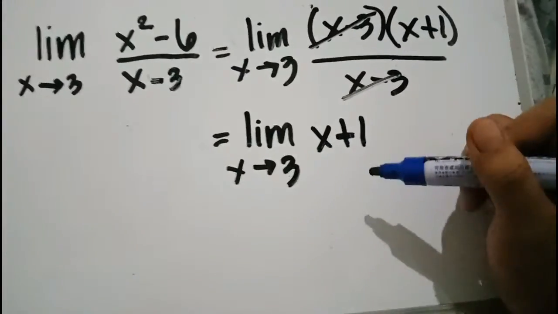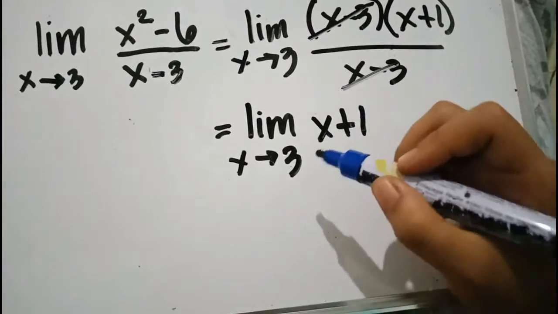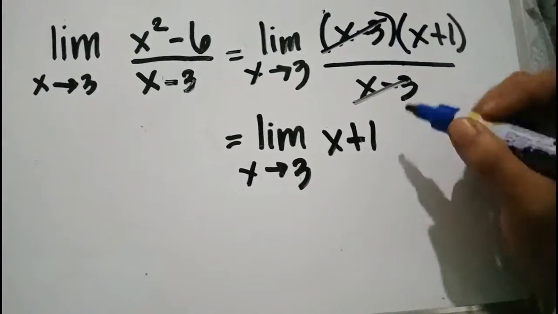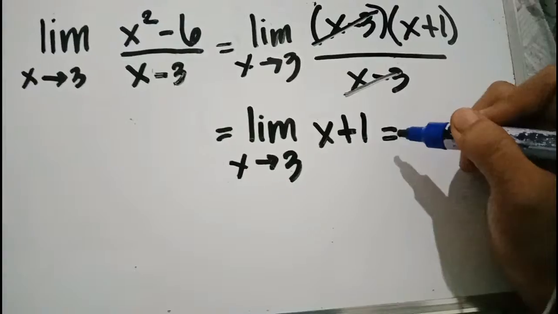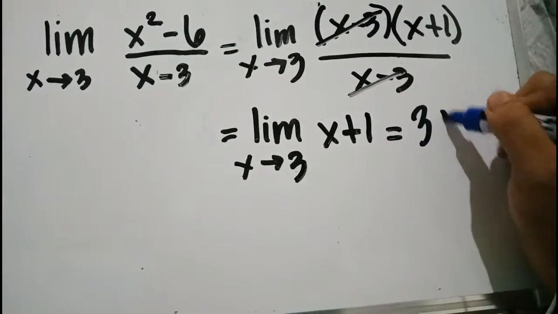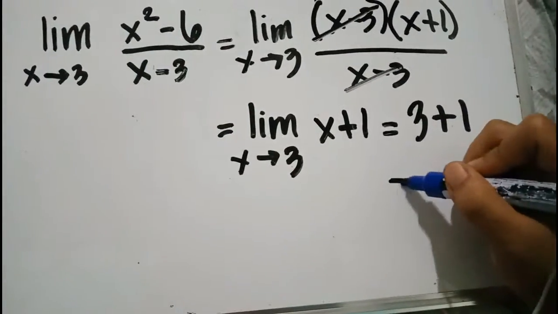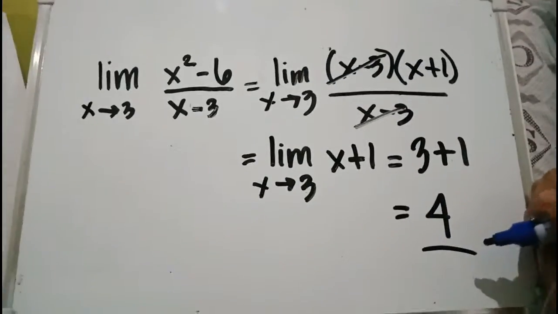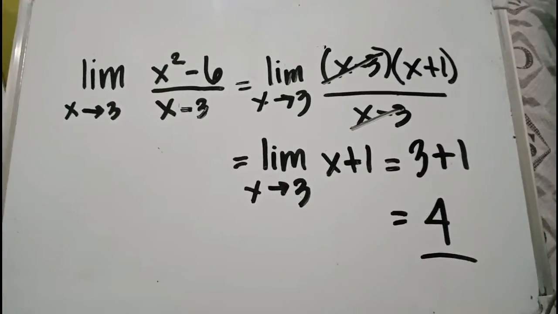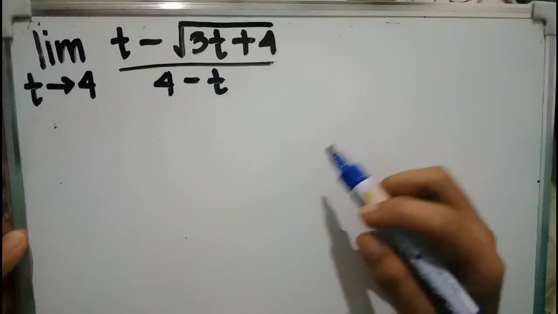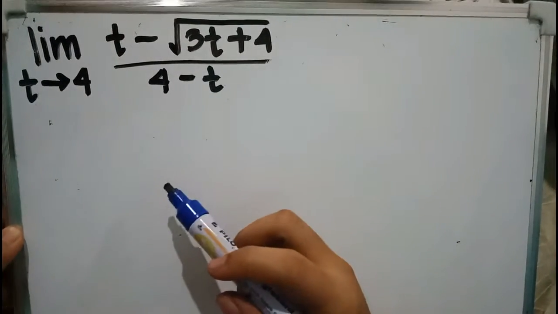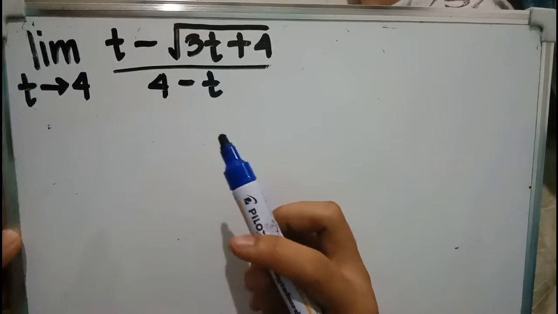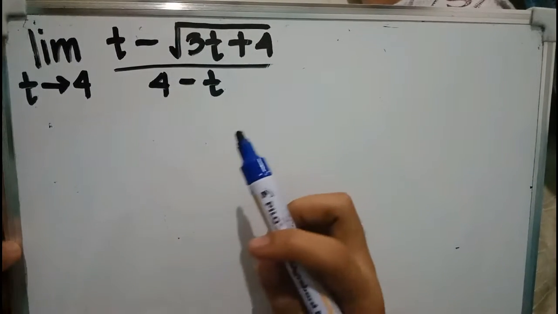So this makes it easier because you're just going to substitute 3 for the x in the function. So it will be 3 plus 1. And the answer we're going to get is 4. So that's the answer. So for the next example, limit of t minus square root of 3t plus 4 over 4 minus t as t approaches 4.